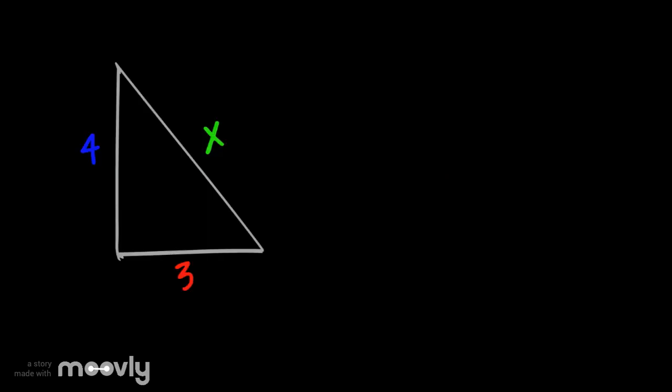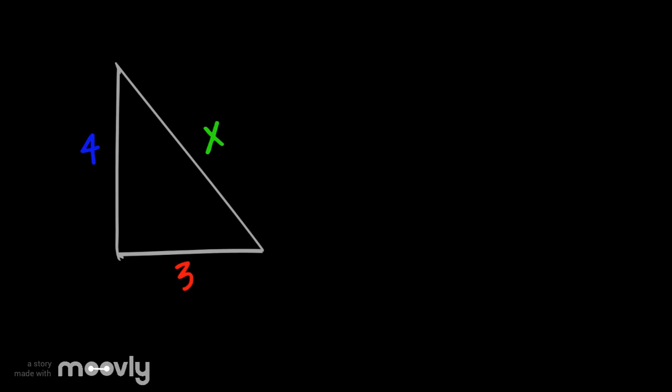Now where the Pythagorean theorem really starts to become useful is when you have two sides of a right triangle and you don't know the third. And so we're going to do a quick example here where we know the two legs of this triangle, but we don't know what the hypotenuse is. And so I've marked them out at 3 and 4 for the legs, and our unknown hypotenuse is x.